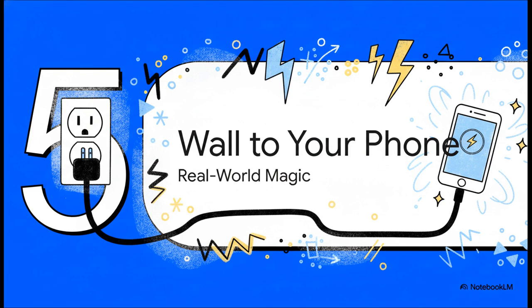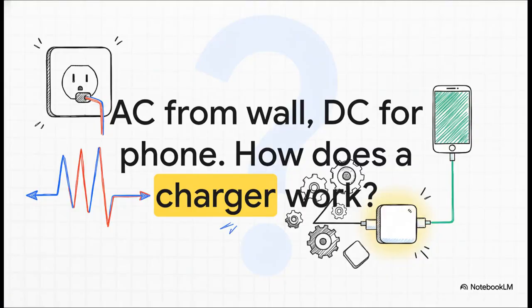So, we have our alphabet, we have our grammar, and now we have our game-changing smart components. Let's put it all together and see how this system pulls off a little piece of everyday magic, charging your phone. So here's the puzzle. The power coming out of your wall socket is alternating current, AC. It's constantly flipping directions back and forth, but your phone's battery, it needs a smooth, steady, one-way flow of direct current, DC. So how in the world does that little white cube that plugs into the wall make that switch?